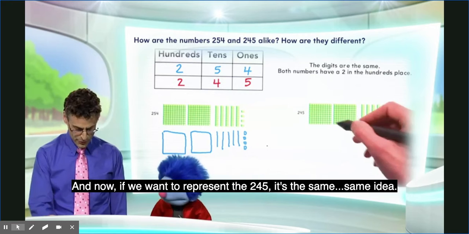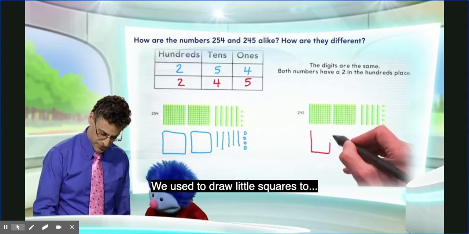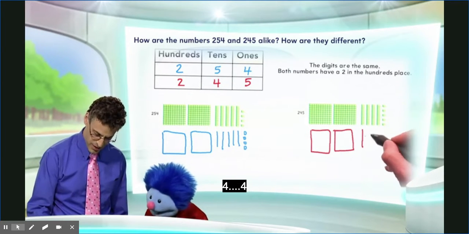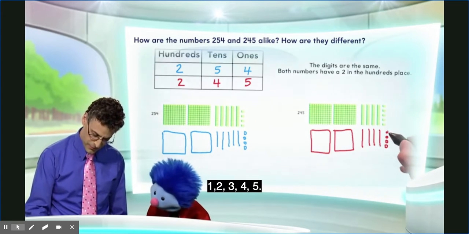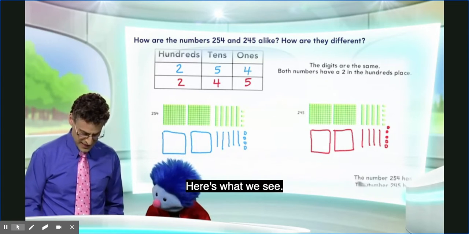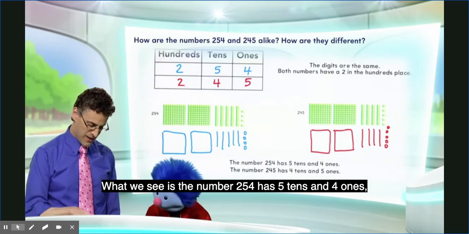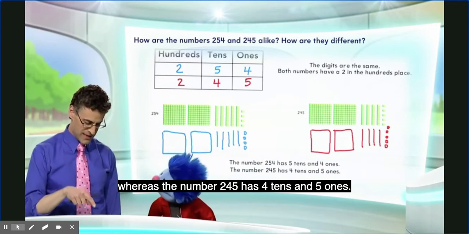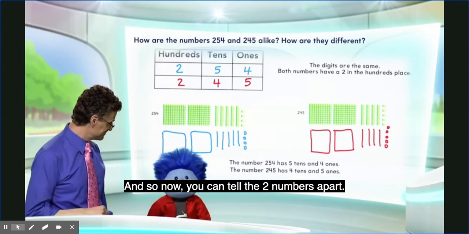That's cool. And now if we want to represent 245, it's the same idea. We draw little squares to represent the hundreds. Squares. Exactly. And then in this case, we've got 4 longs. 1, 2, 3, 4. And then we have 5 little guys. 1, 2, 3, 4, 5. And that represents the number 245. So we see the difference. The number 254 has 5 tens and 4 ones, whereas the number 245 has 4 tens and 5 ones. And so now you can tell the two numbers apart.